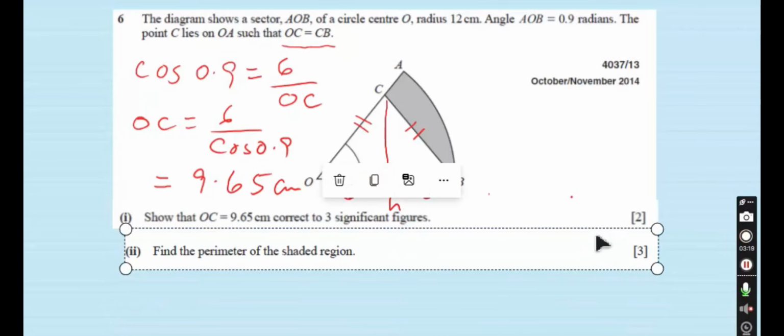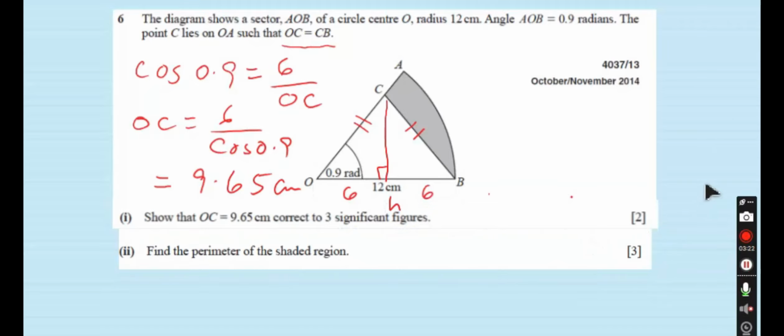Look at part number 2. What is part number 2? Find the perimeter of the shaded region. So perimeter means add all those lines which touch the shaded region. So you can say a line AC which touches the shaded region, an arc AB which touches the shaded region, and the line BC which touches the shaded region.